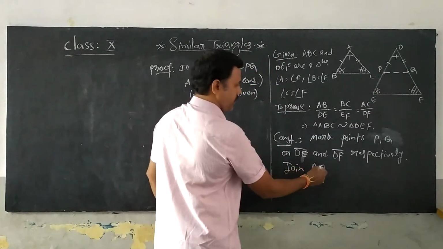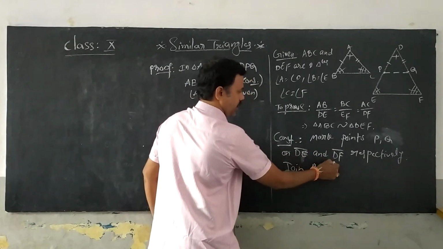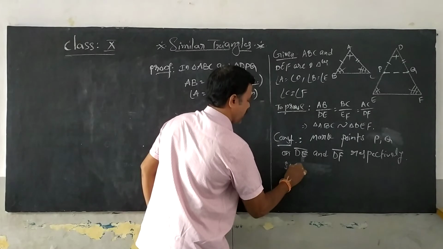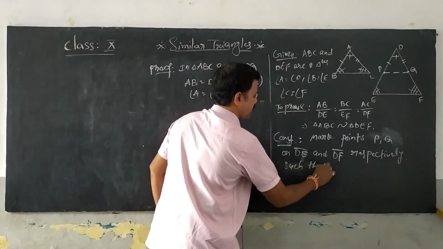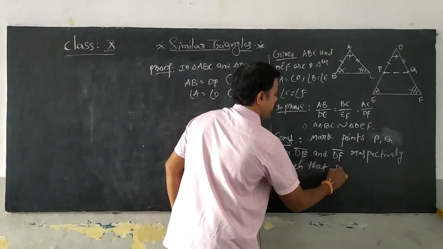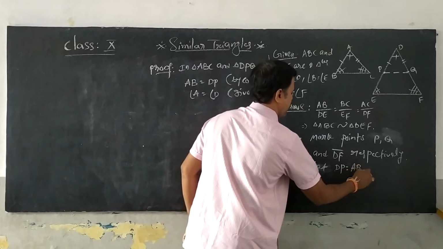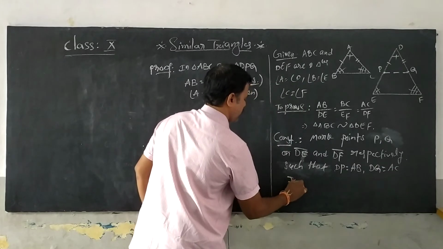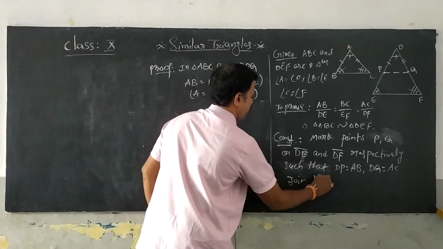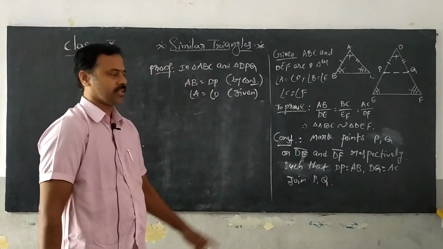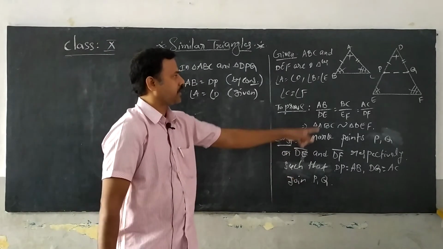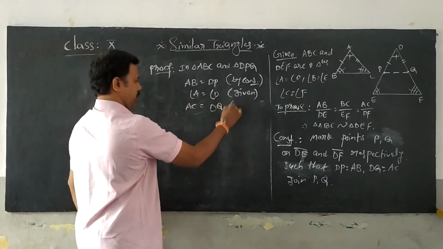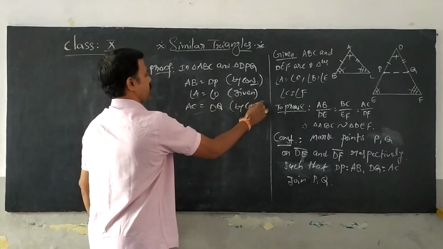Oh, I didn't mention here. Mark points on DE and DF respectively, such that DP is equal to AB, DQ is equal to AC. Then join P, Q. Now we are taking the next one, that AC is equal to DQ by construction.